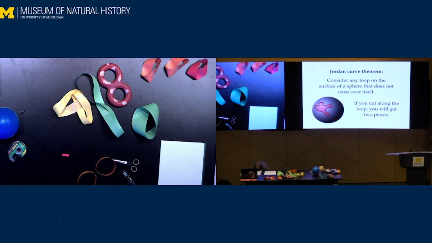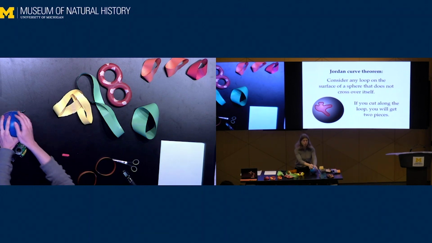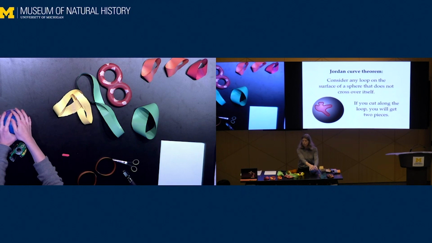Okay, and so the challenge is, can you find some loops on these tori that have the feature that if you cut out around that loop, you would end up with only one piece? Any volunteers?